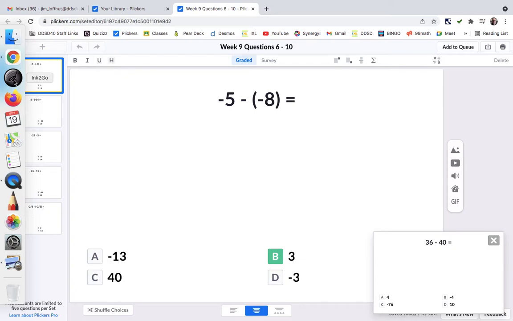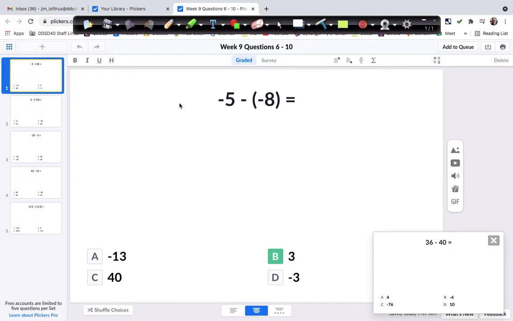So 5 minus a negative 8 is, I see it as a negative 5 plus the opposite of negative 8, which is 8. These have different signs. We find the difference. There's more positive, so that is 3. So there we got 3.